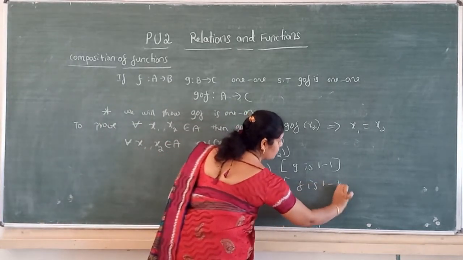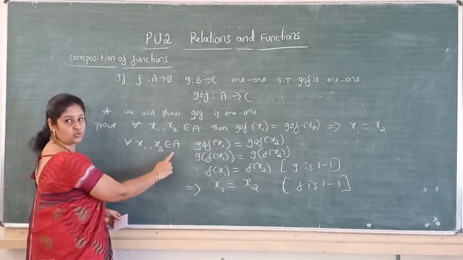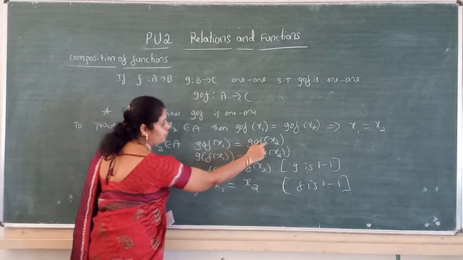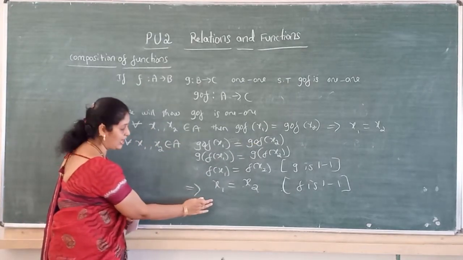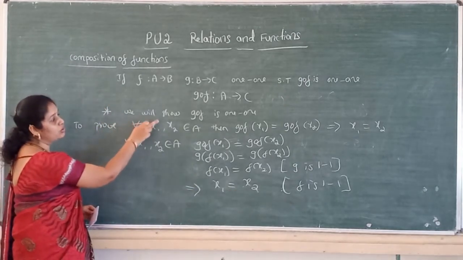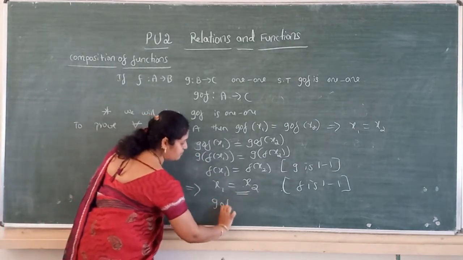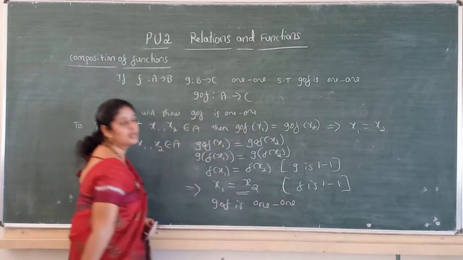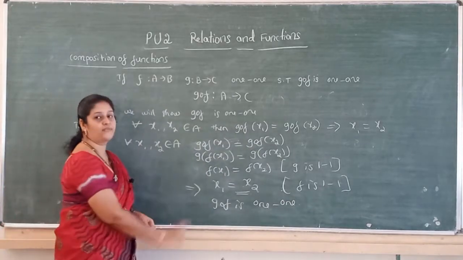Okay, now for every x1, x2 belonging to A, I took g of f of x1 is equal to g of f of x2. Now since g is 1-1 and f is 1-1, I got x1 equal to x2. That was the thing we have to prove. Therefore, g of f is 1-1.